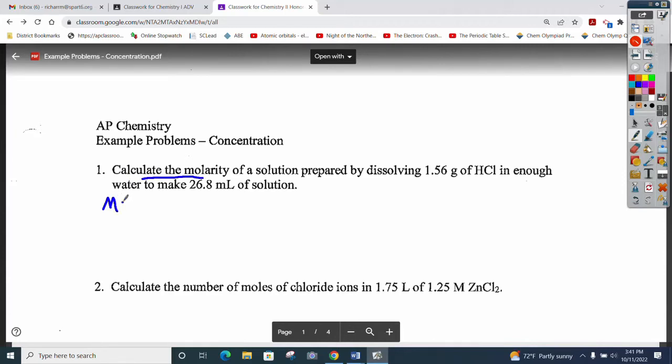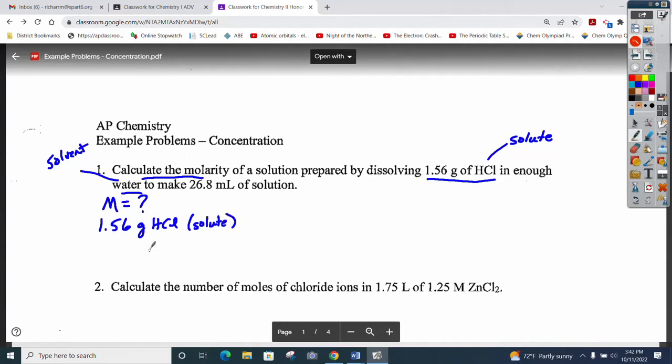Calculate the molarity. Molarity is capital M, so molarity is equal to what? By dissolving this in water. So if I've got HCl mixed with water, water is my solvent, making HCl my solute. So I know that I have 1.56 grams of HCl, and I know that that is my solute. I don't know how much water I have that I mix with it, but I know that I have 26.8 milliliters of the entire solution. So that means the HCl with the water.